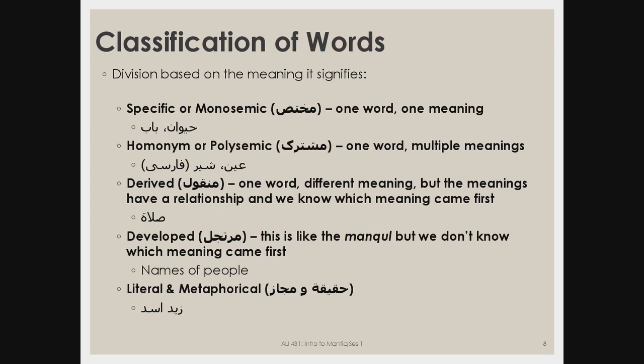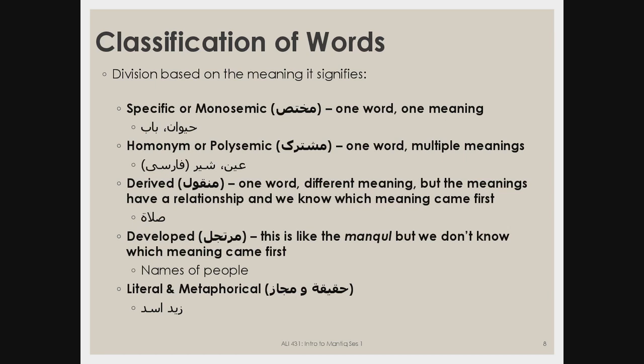Sometimes you have one word that has different meanings, but the meanings have a relationship, and we also know which meaning came first. Like salat, a very common example. Before the Prophet, salat meant dua, a type of prayer. So it's just a dua, and the Arabs used it. You see it in Jahiliyyah poetry. But after the Prophet came, it became a specific ibadah, an action that we do, we pray. And now that term is called salat.